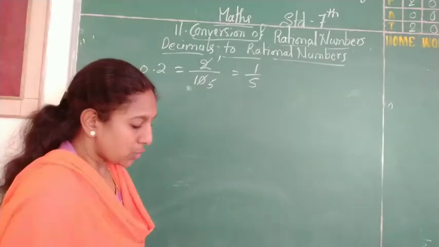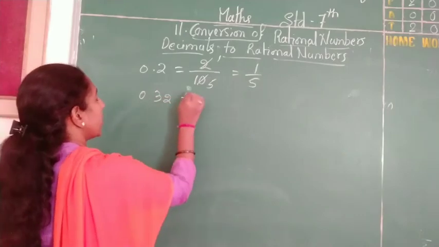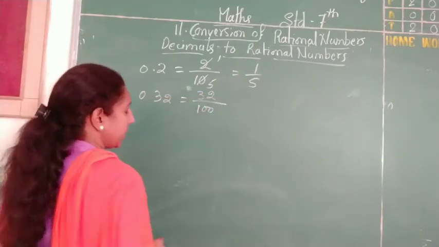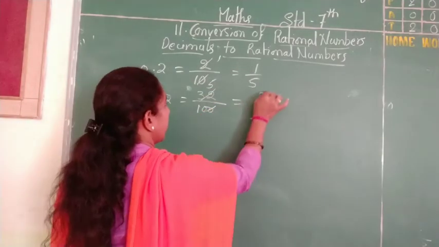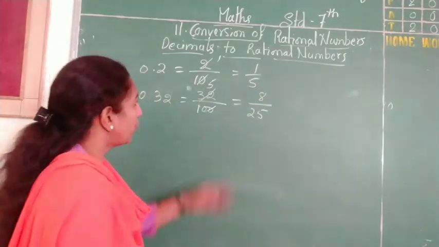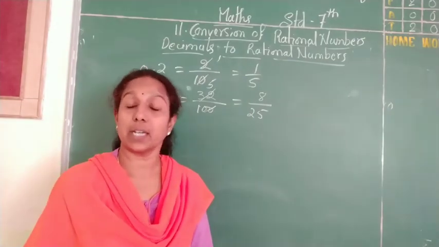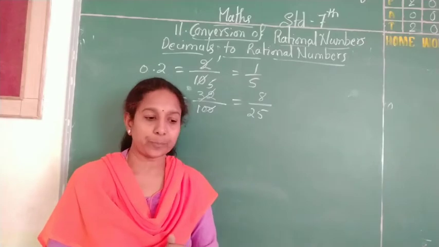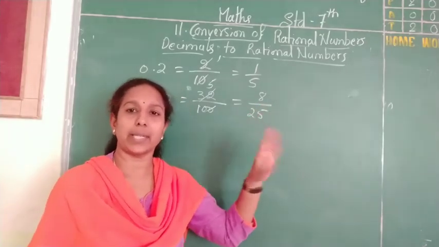Let me take one more example, that is 0.32. So how can I write it? 32 divided by, 2 digits means 2 zeros, 100. If you cancel here, you can get 8, and then here 25 will come. So 4 eights are 32 and 4 twenty-fives are 100. So this is how we can convert the given decimal to the rational number. This is very easy because by only seeing it we can write it directly.